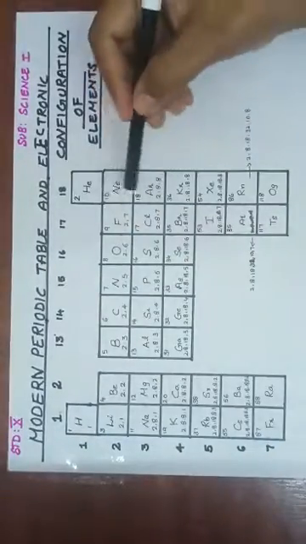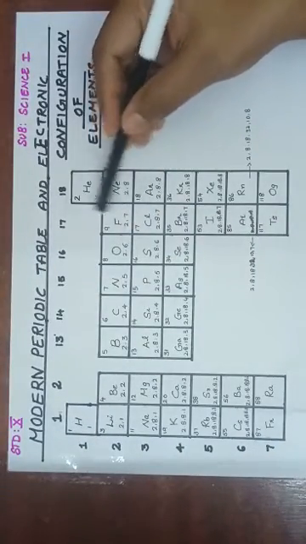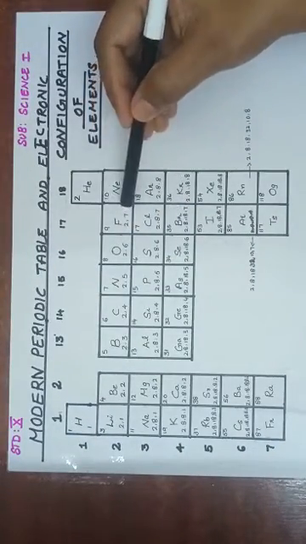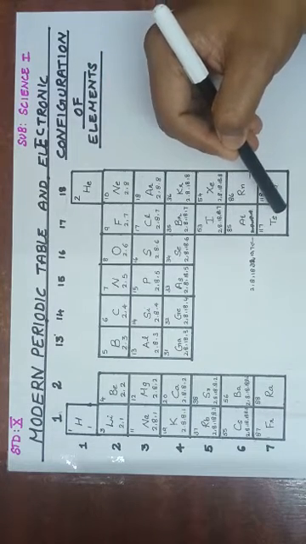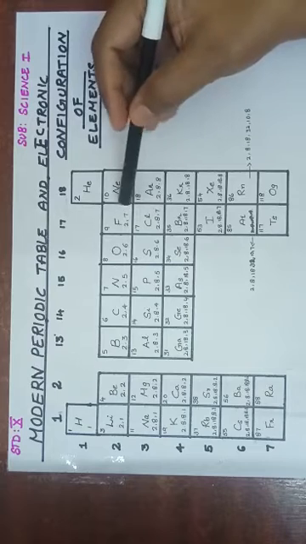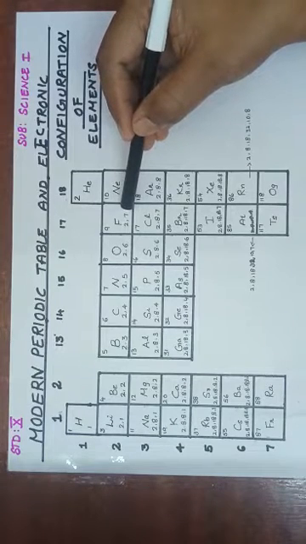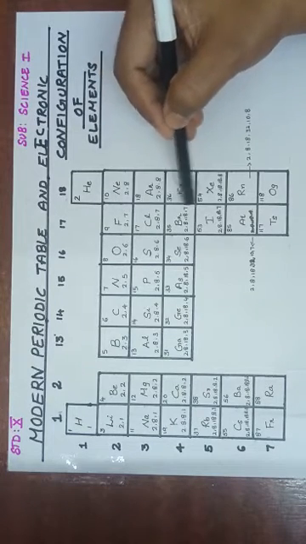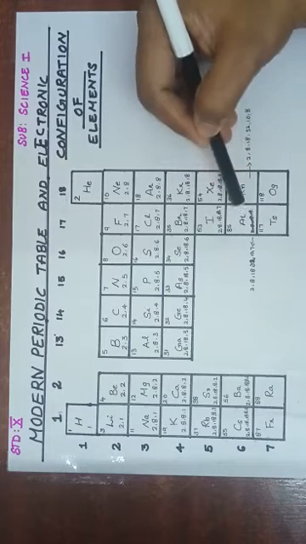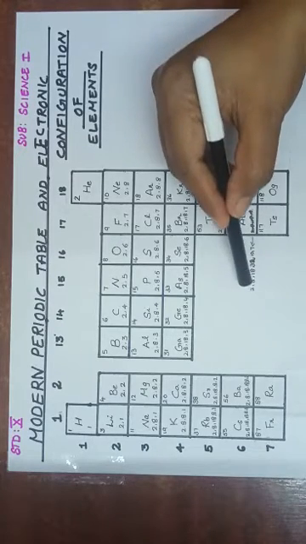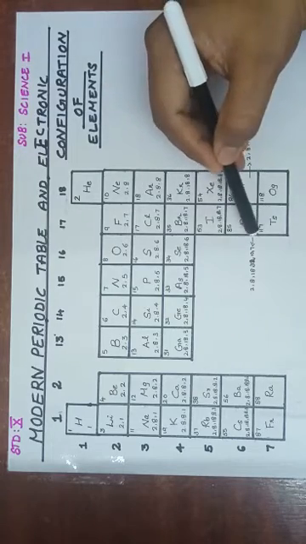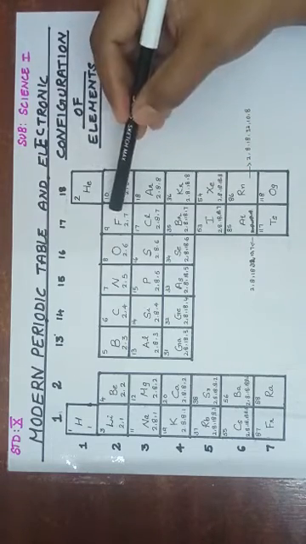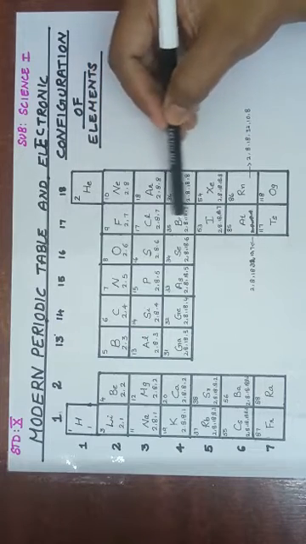To be clear, you can see the 17th group elements: fluorine, chlorine, bromine, iodine, astatine and tennessine. So here also you can see that all the elements have the same number of valence electrons, that is 7. Astatine's electronic configuration is written over here. So here also you can see 7 electrons. That means its valency, what is the valency of these 17th group elements?